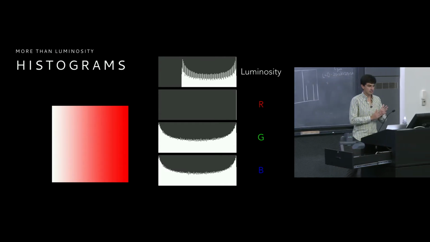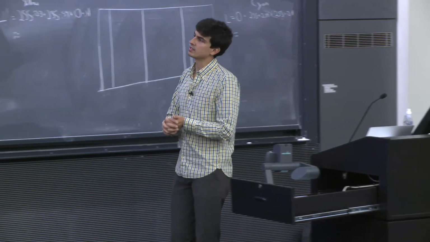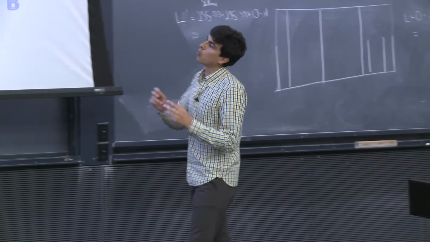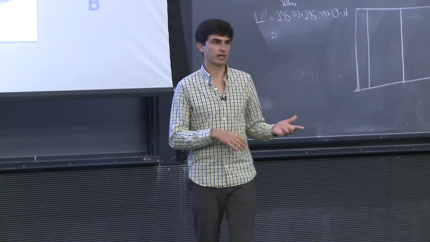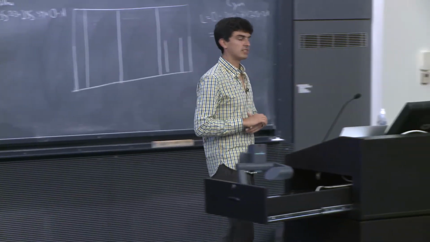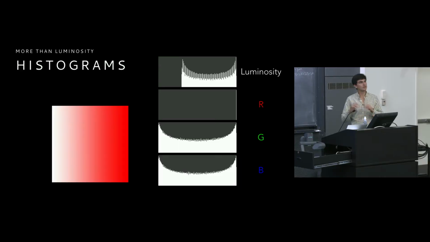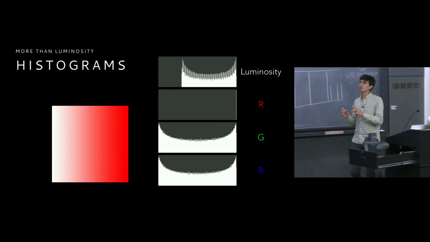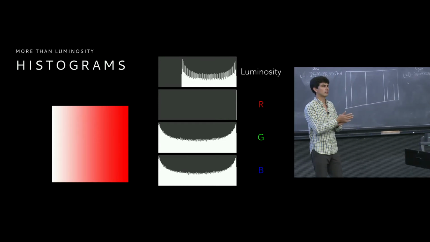Imagine what would happen then if we had a gradient that was not white to red, but instead was black to red. How would that change each of these histograms? So let's take a look at the very top histogram, the luminosity histogram, and think about how the histogram would be different for this type of image, a gradient from black to red. What would the histogram look like in this case?